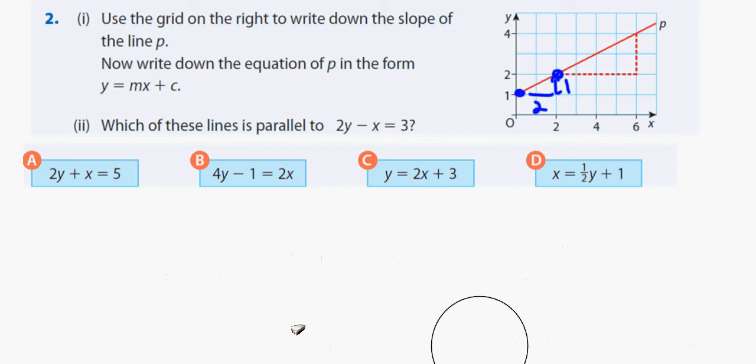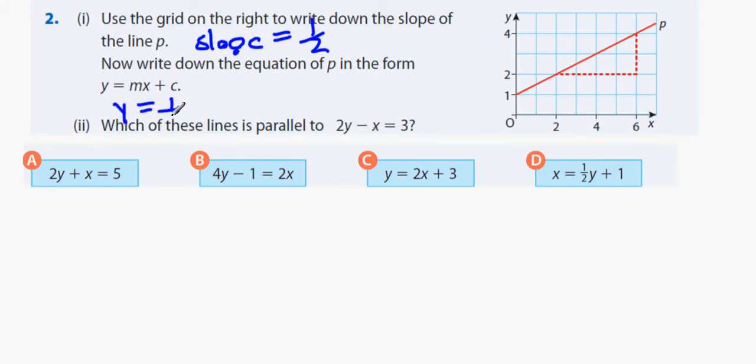Now that that's done, the slope being a half, it wants us to write down the equation of P in the form y equals mx plus c. So we know that y equals a half x, because m is a half because the slope is a half. We have to find the c value. The c value is where it hits the y-axis. c equals 1. So it's going to be a half x plus 1. So that's this equation here, a half x plus 1.